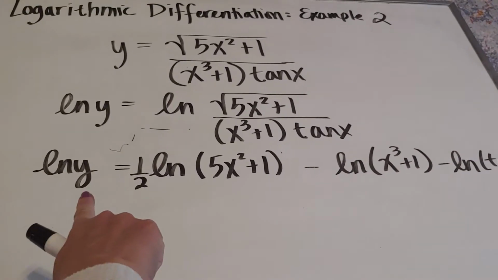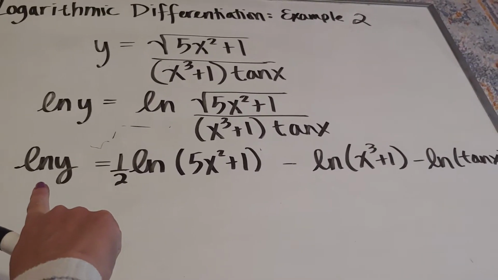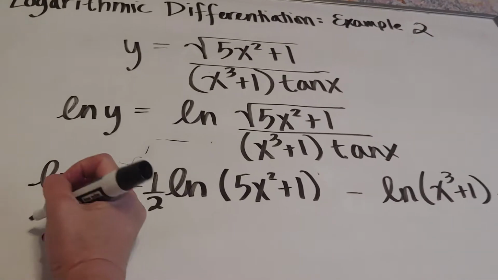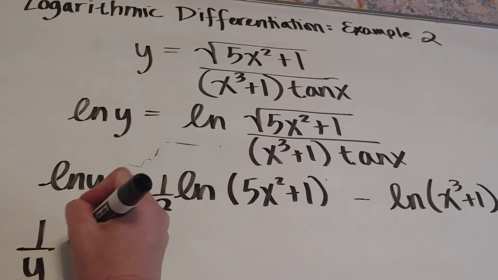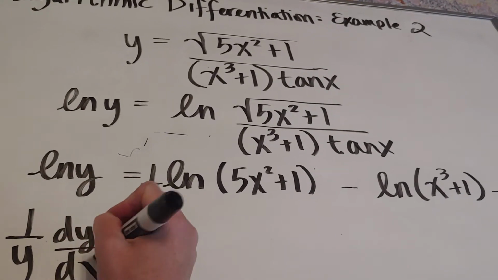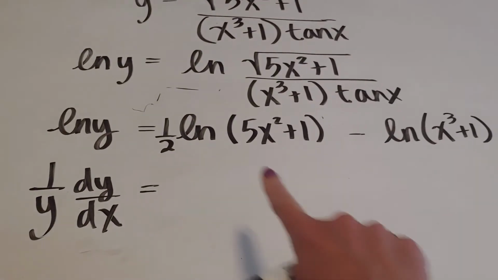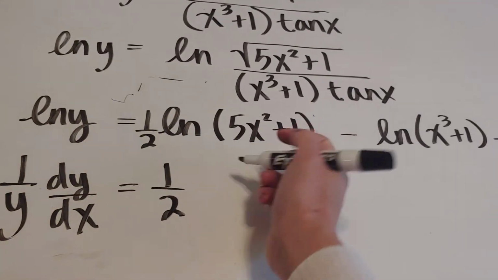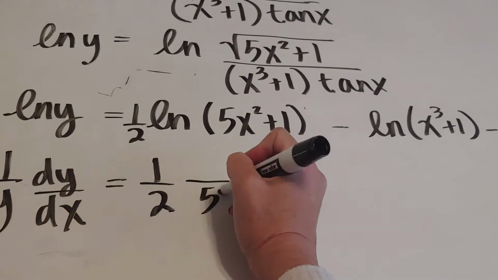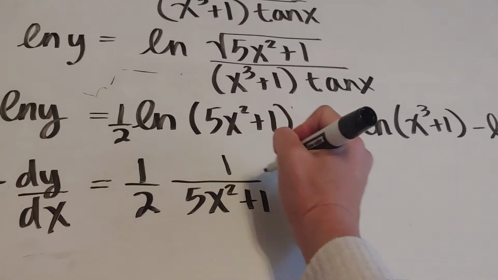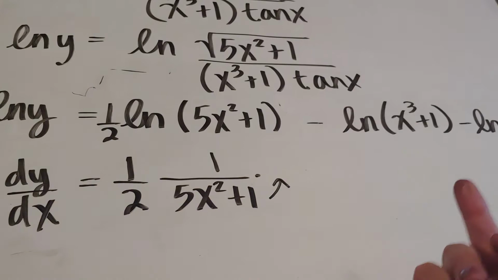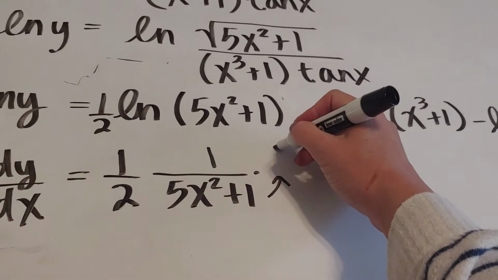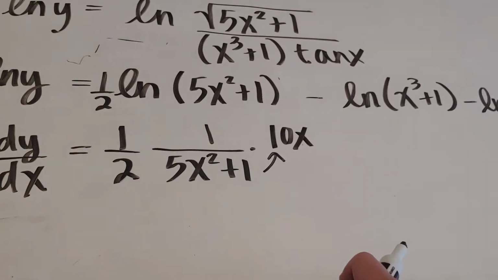Okay, so this side's going to always basically look the same. It's going to be 1 over y dy dx. That's going to be the derivative of this side. Okay, this piece, 1/2. All right, the ln of stuff is 1 over stuff times the derivative back upstairs. So the derivative of 5x squared plus 1 is 10x, but it has to go back upstairs.